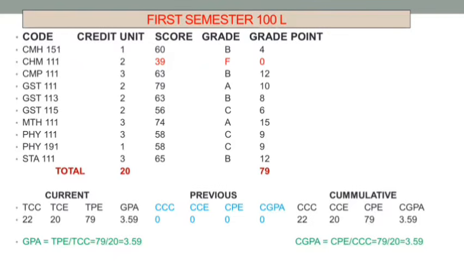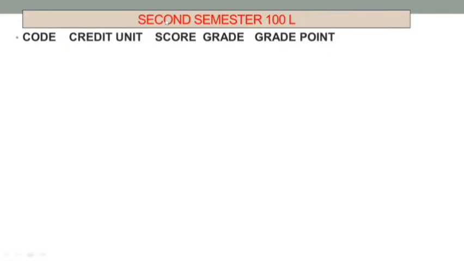It's along the line that things change. Overtaking is allowed. So the cumulative, CGPA, is credit point earned over total credit carried. So it's still the same as the current result. So let's make progress. Let's look at his second semester result, still 100 level. This is a course he registered, 3 credit unit. He scored 70, wow, which is A.